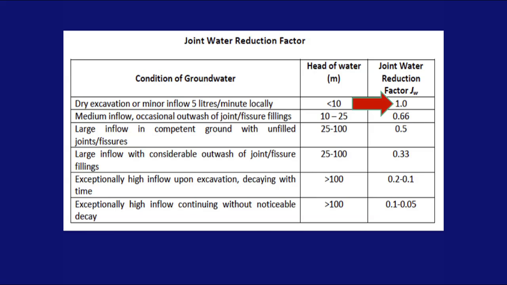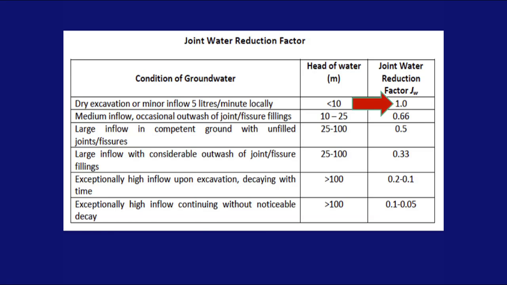The joint water reduction factor corresponds with what we observe as the water conditions in that rock mass. If there had been a lot of water in that rock mass, there probably would have been some evidence of weathering. The very sharp edges to the blocks indicate no weathering, and that's an indication that also there wouldn't have been much water around. So the joint water reduction factor there is going to be the first row, dry excavation, and the corresponding number is 1 again.